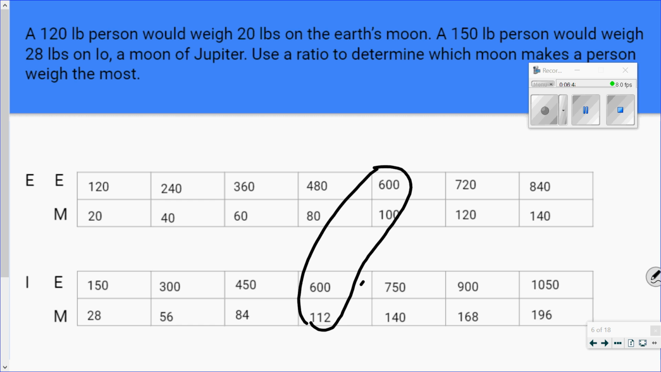So looking at that comparison, which moon makes you heavier? We got JJ. Yes, that's right. Io, the moon of Jupiter, because it makes you 2 pounds heavier, right? Does everybody see that? Okay. And that's how you compare ratio tables. You look for the similar one, and then you compare.